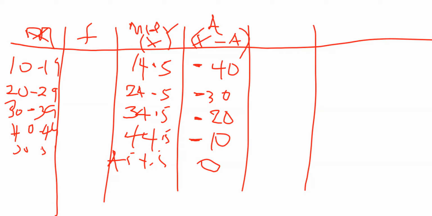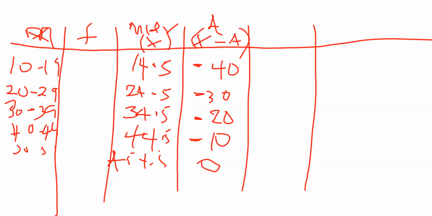Yes, sir. After the zero, the next one will be 10, 20, 30, 40. After the 0, the next group will be 10, 20, 30, 40, like that. Has that been written? Yes, sir. Good. So that column is done.